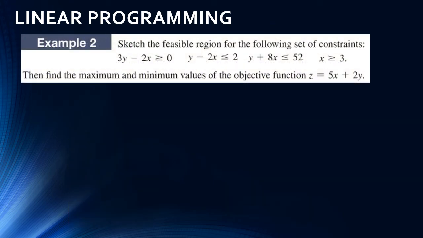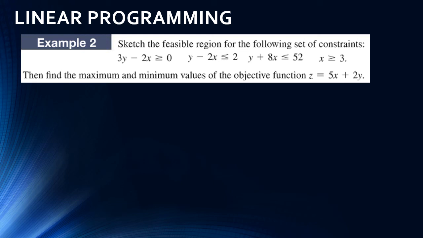Sketch the feasible region for the following set of constraints. 3y minus 2x is greater than or equal to 0. y minus 2x is less than or equal to 2. y plus 8x is less than or equal to 52. And x is greater than or equal to 3. Then find the maximum and minimum values of the objective function z equals 5x plus 2y.